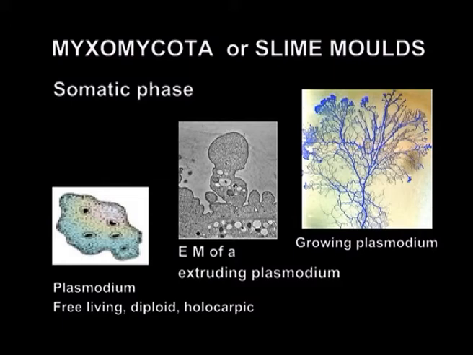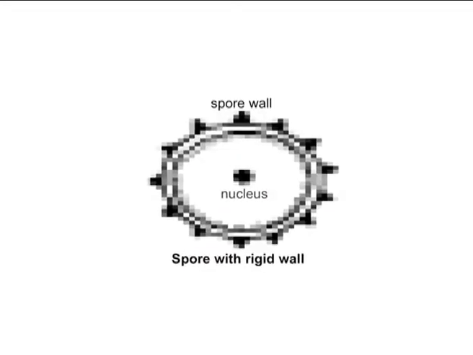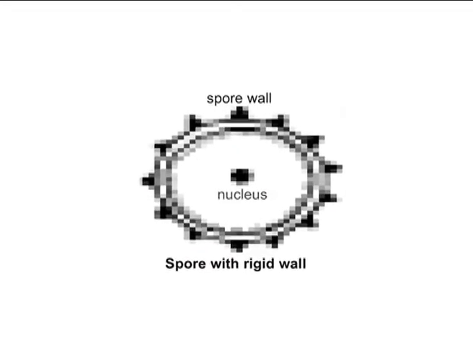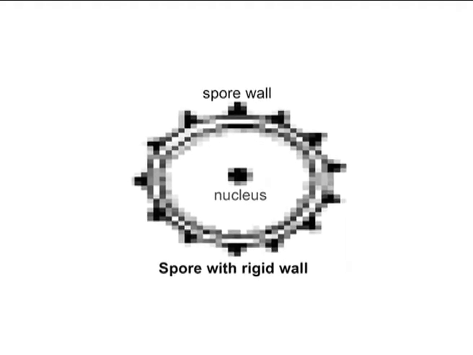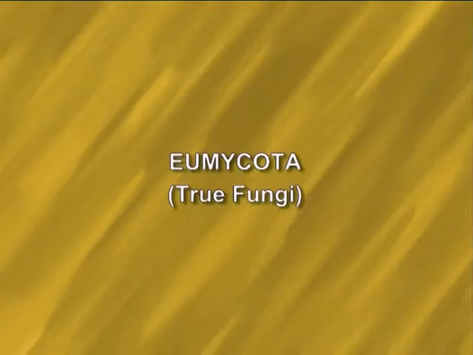Plasmodia are basically free-living holocarpic diploid structures. During reproduction, it gives rise to beautiful fructifications or fruiting structures inside which the spores are differentiated after meiosis. Spores of Myxomycota are typically with a rigid cell wall like true fungi.